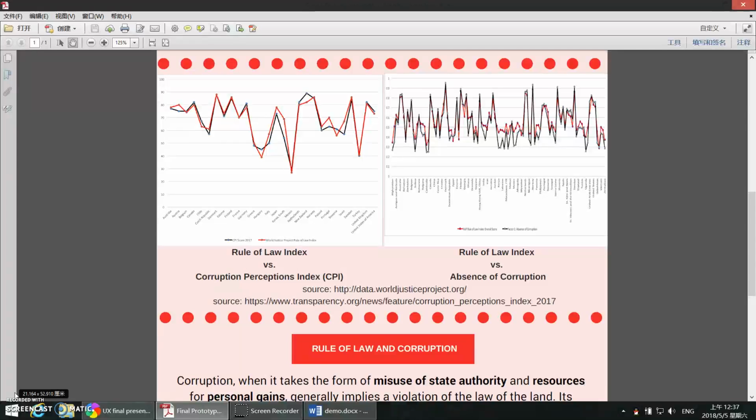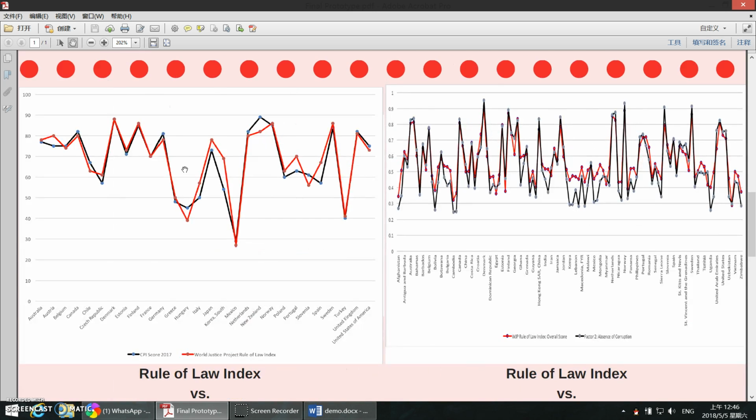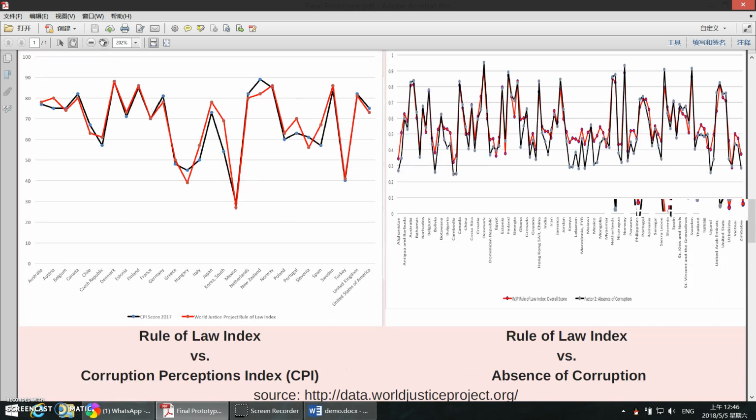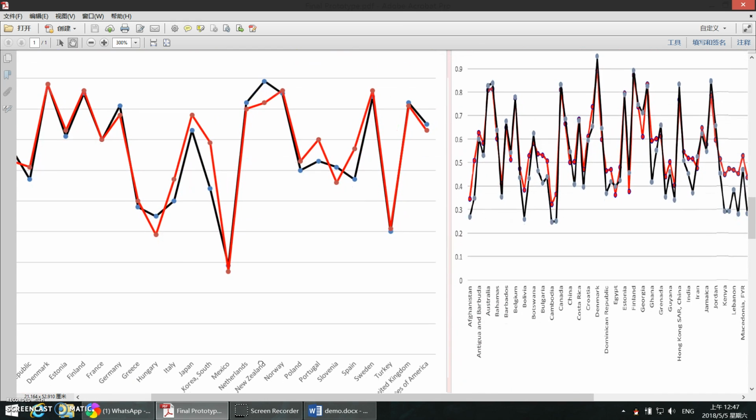You may have noticed that these lines are highly overlaid with each other. So this shows that normally if a country has a high rule of law index, it's most likely less corrupted and vice versa. And now let's take one country for example. So if we zoom in and see, for example, New Zealand.